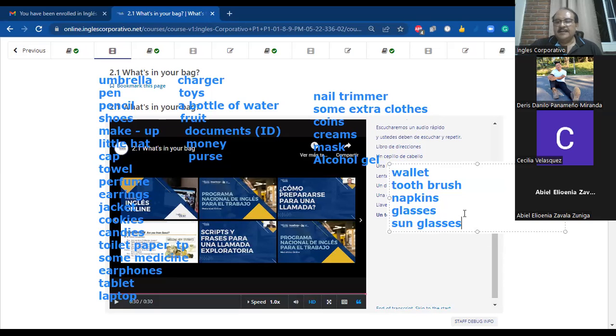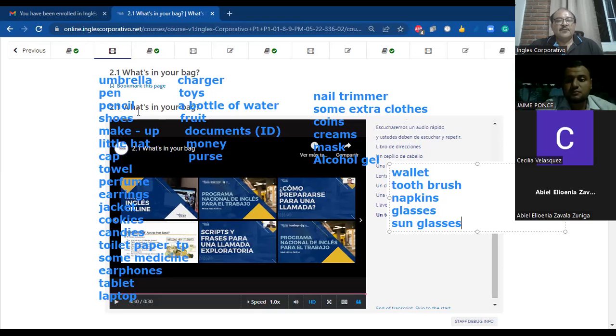Candies. Ajá, ese ya lo tenemos acá, candies. Por aquí lo puse, makeup towel. Money. Yes, ya está, money. Okay, we have money. What else? Cepillo de dientes. Yes, toothbrush. Aquí está el toothbrush. Cepillo de dientes. What else?